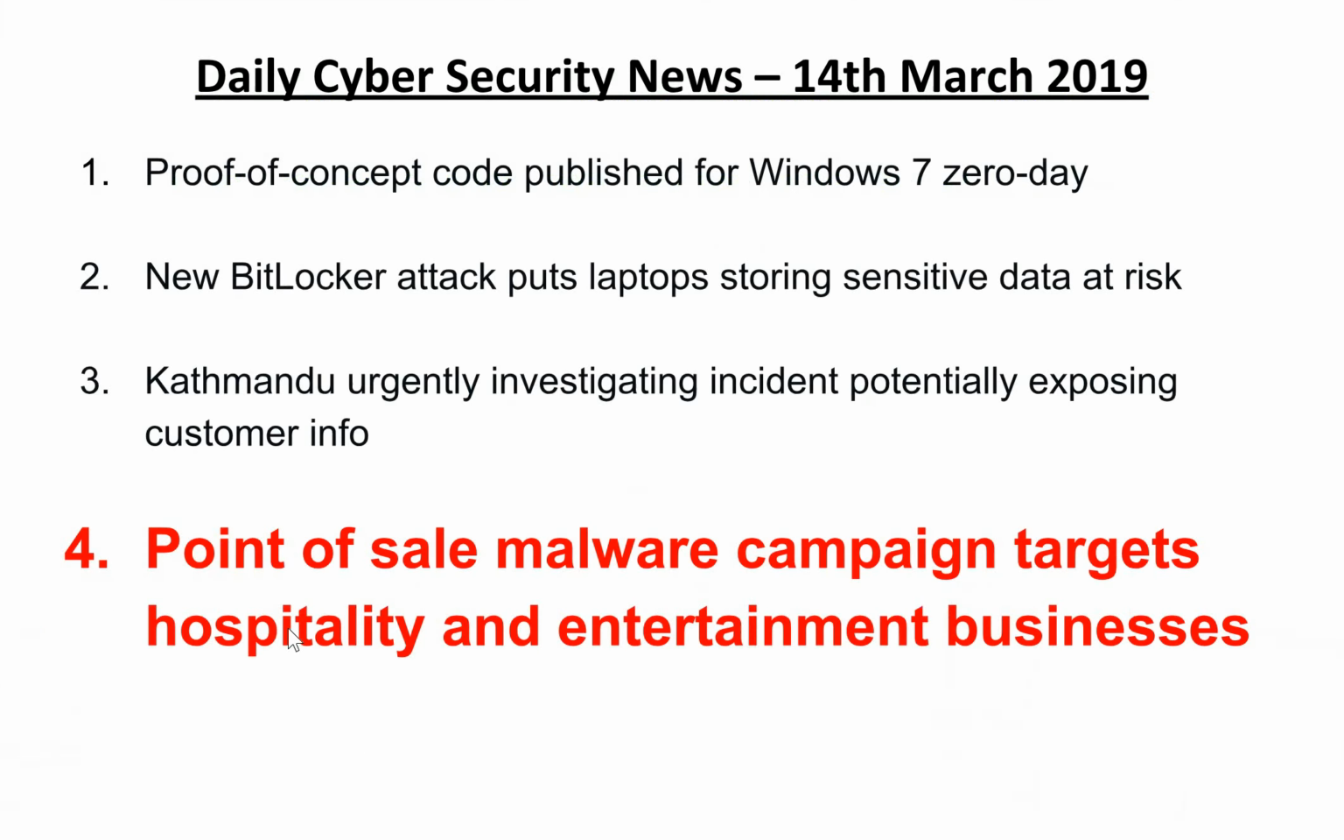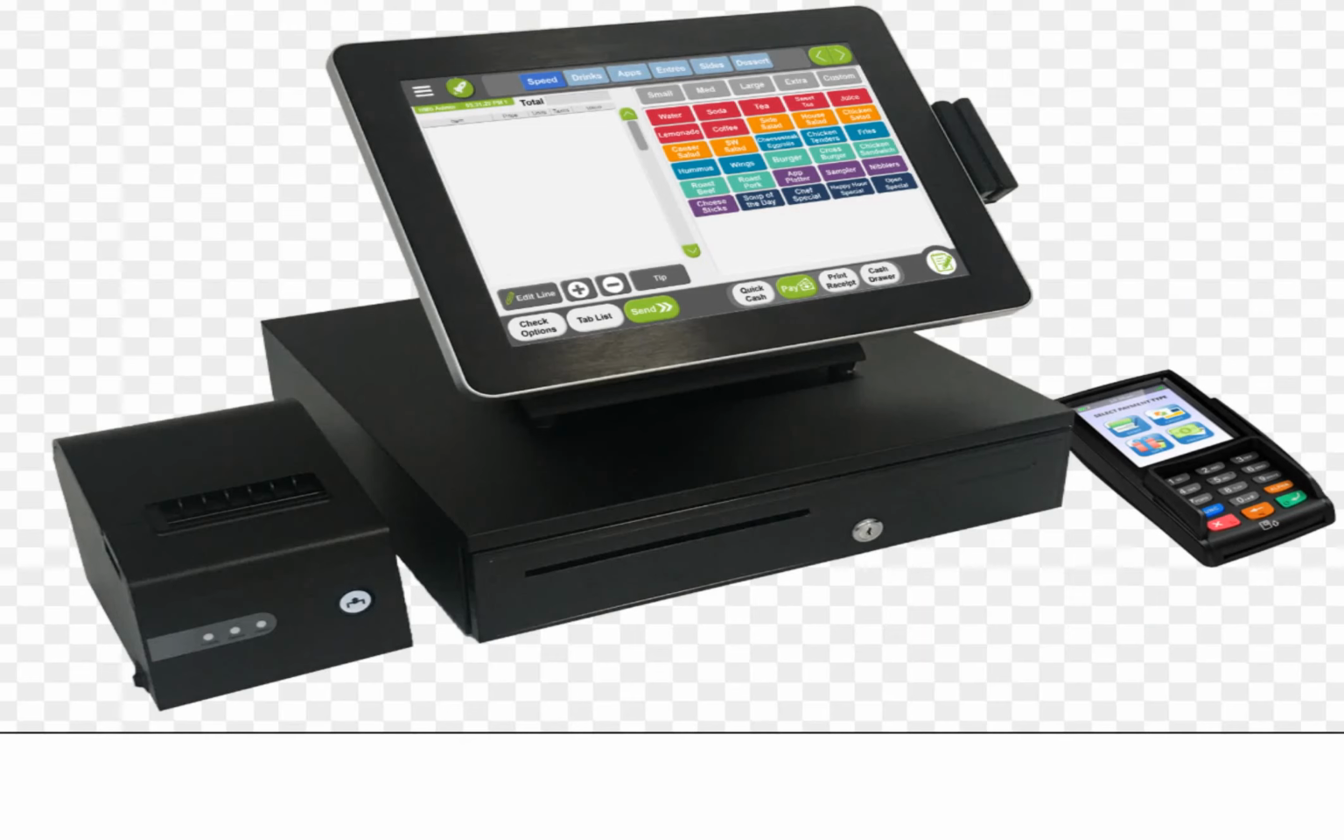Okay, moving on to the last news for today, another point of sale issue. So, point of sale malware campaign targets hospitality and entertainment businesses. A newly discovered cybercrime campaign is targeting restaurants, cinemas, and other retailers in the entertainment and hospitality industry with POS, point of sale, malware in an ongoing effort to steal credit card information. So all these POS malwares are actually going for the credit card information. That's the goal of the attacker.